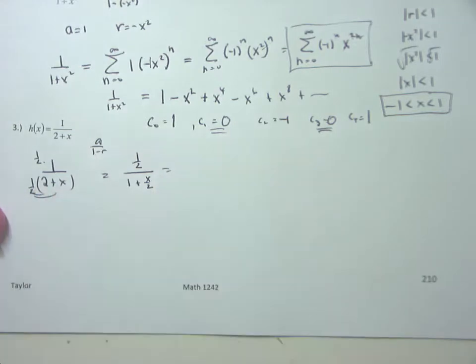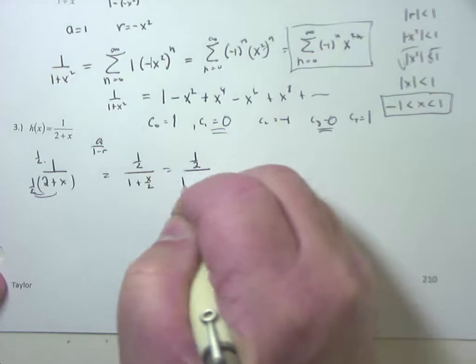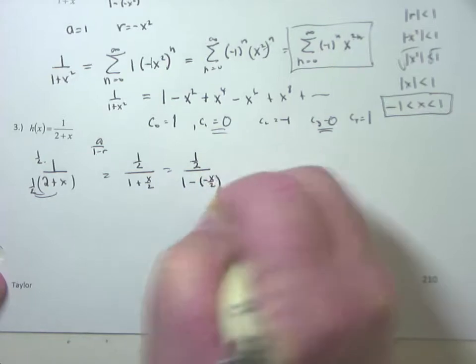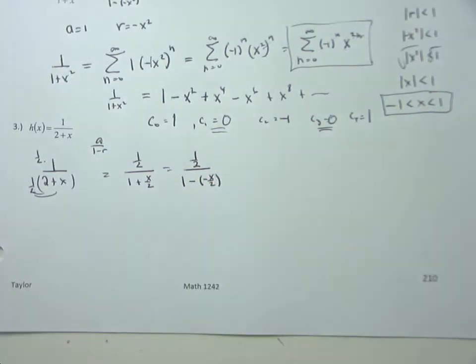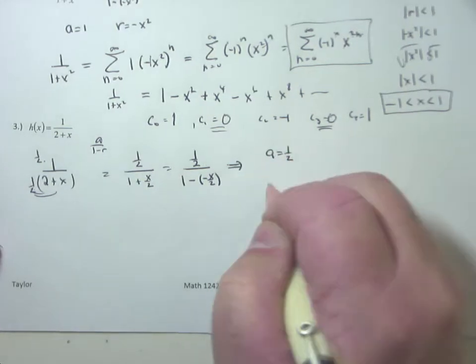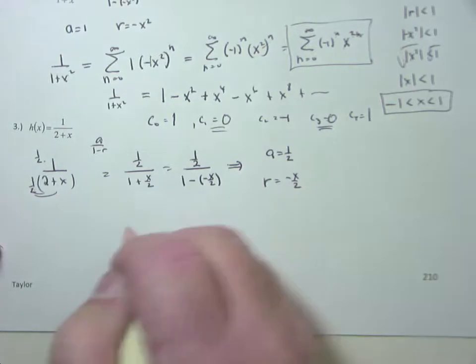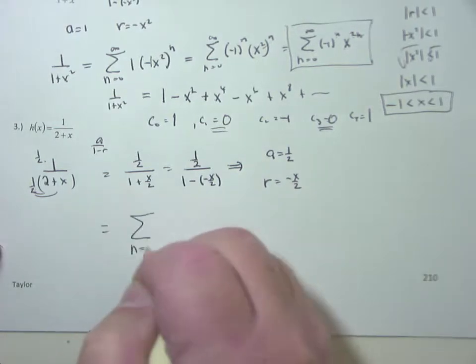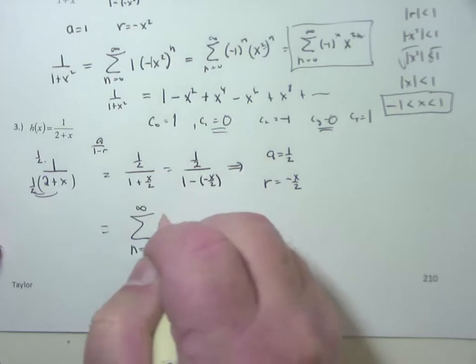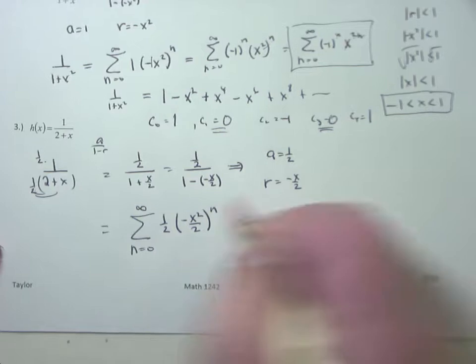Now I got to put the negative in there. A plus is a minus a negative. So this would be 1/2 divided by 1 minus negative x over 2. So here we go. In this problem, a equals 1/2, and your r would be negative x over 2. So writing it as your series, the sum as n goes from 0 to infinity of a, which is 1/2, your r, which is negative x over 2 to the n.